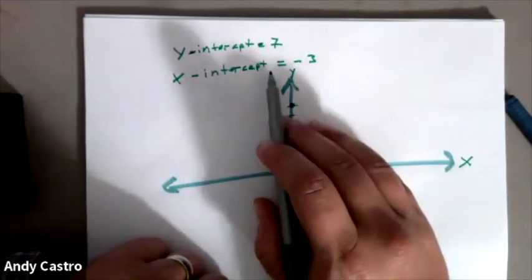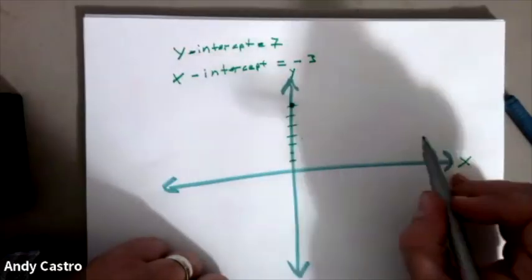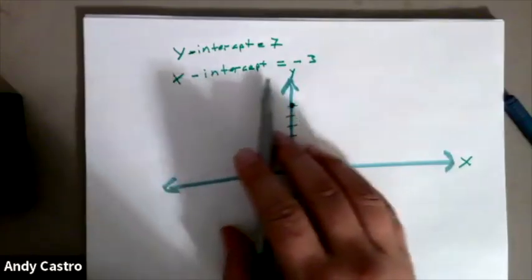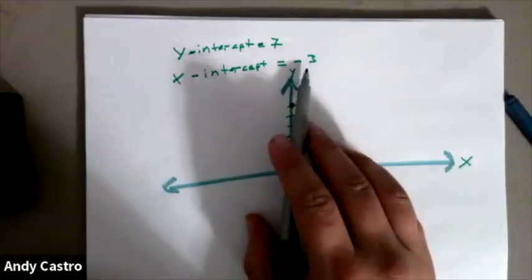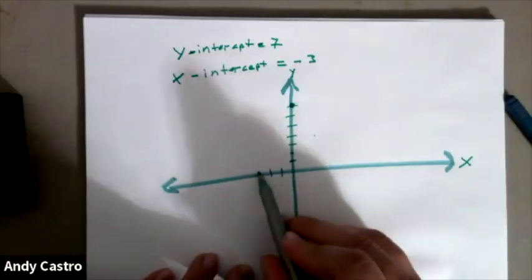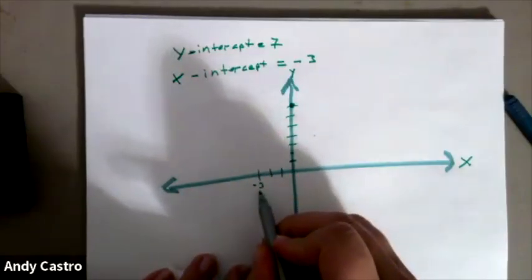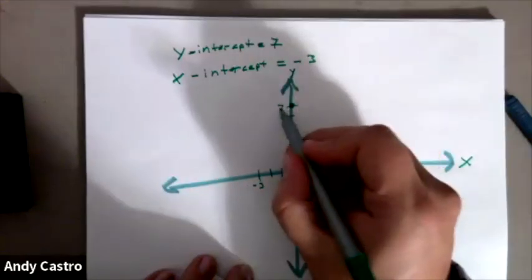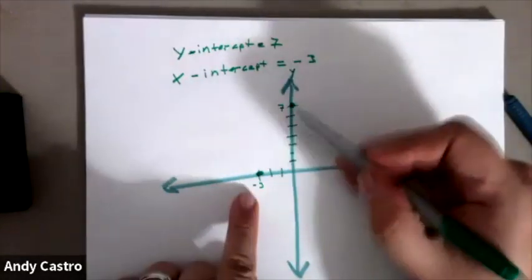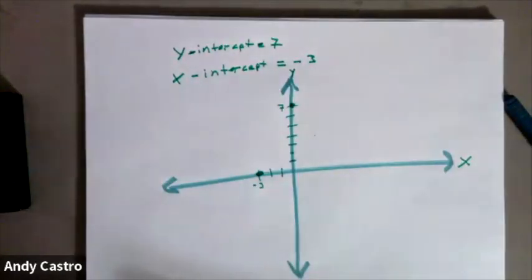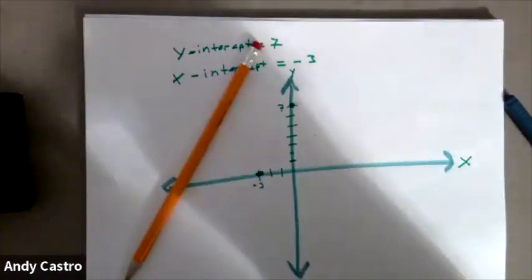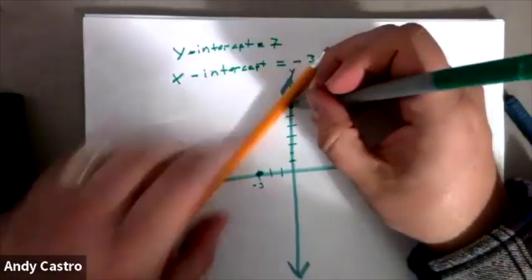The x-intercept is the same concept, except where it crosses the x-axis. And in this particular case, it crosses at -3. So from the origin, I'm going to go to the left 3 to -3 here. Go ahead and put a dot there, -3. So now that I have 2 points, if I know both of the intercepts, I can very easily draw a line. And I've sketched this graph.